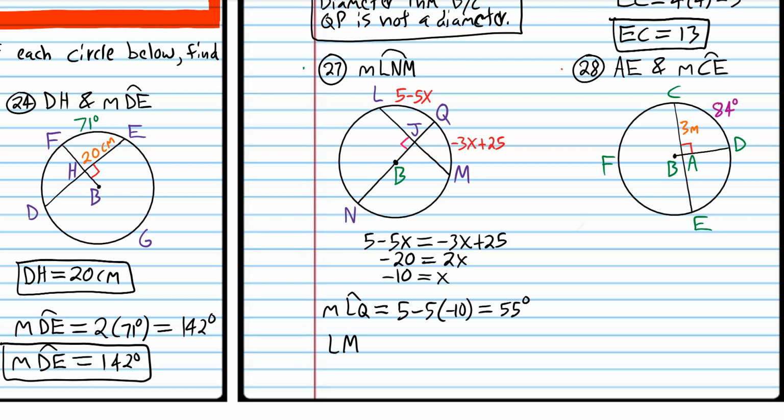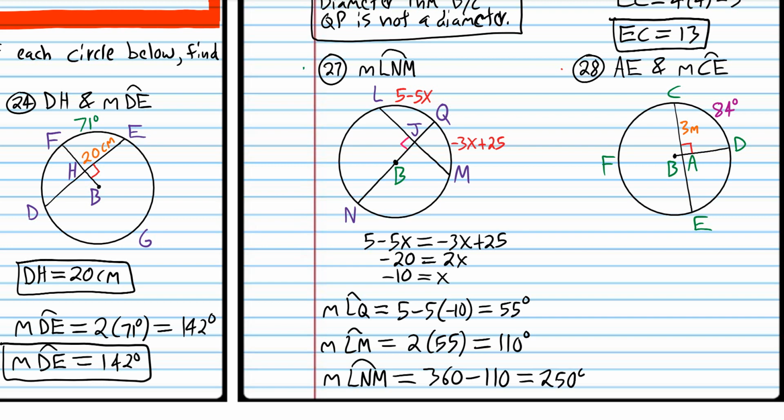It's just 55 times 2. So the measure of arc LM is equal to 2 times 55, which is equal to 110 degrees. And the measure of arc LNM, which is ultimately what we're looking for, is equal to 360 minus 110, which is equal to 250 degrees.